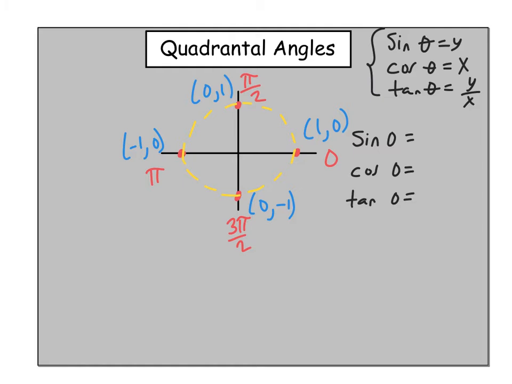All right, so the sine of 0 degrees is just the y-coordinate here. So here's the y-coordinate. So the sine of 0 is 0. The cosine of 0 is just the x-coordinate, which is 1. And then the tangent would be y over x, 0 over 1, which is just 0.